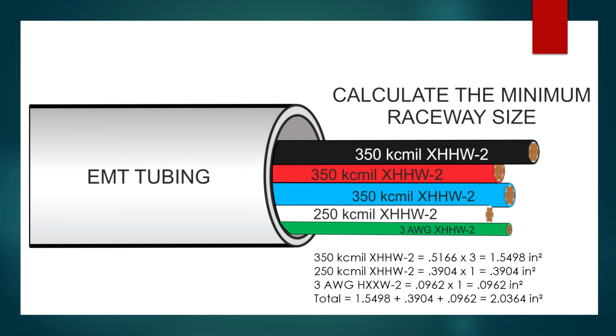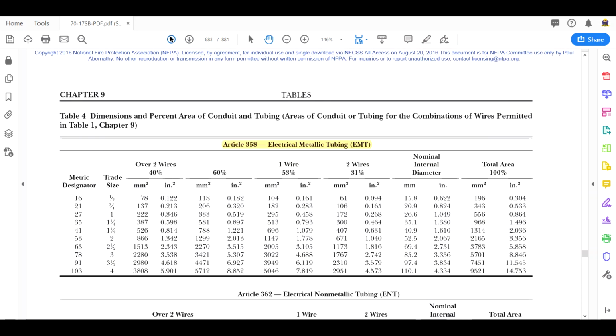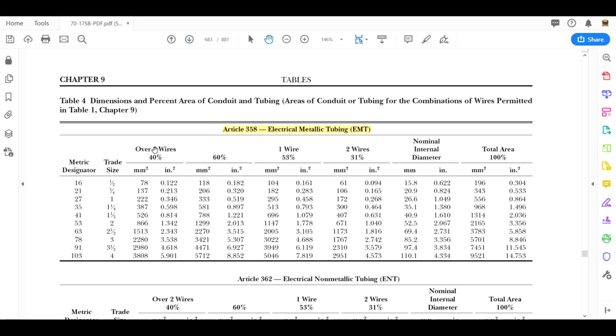All right, so let's go back to the code. We're going to zoom up here and go back up, and we know where EMT is right here. And we're in the over 2 wires. Make sure you check yourself. Remember how we did that with the single cable that was used as a single wire? Here, we're over 2, so we're good here. Now, we had to worry about 2.0364. So we come down here, and we have to find a raceway that can accommodate that and not exceed the values of the 40%.